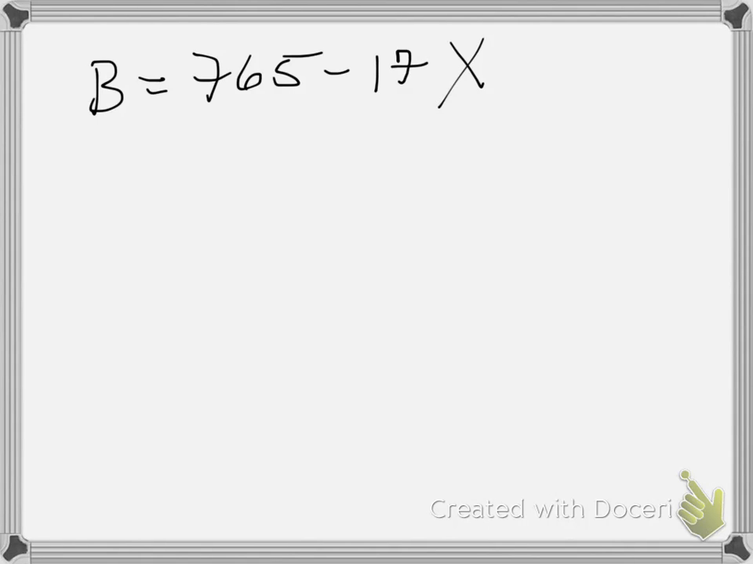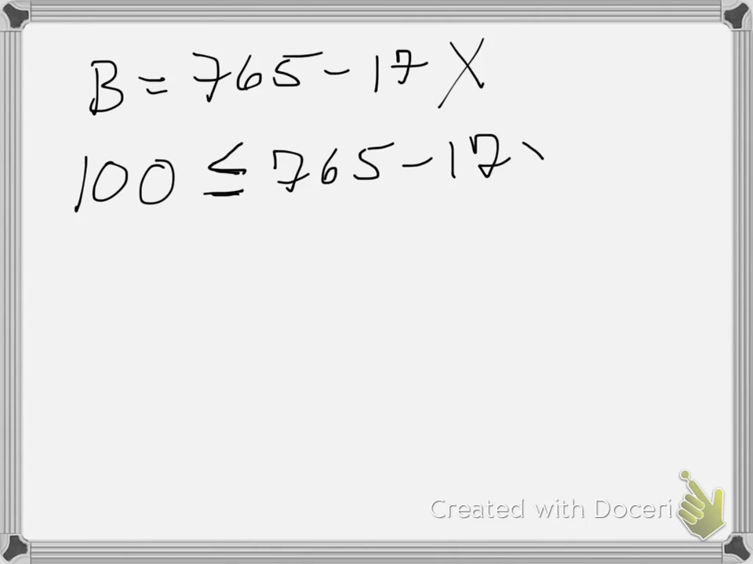And then we got to ask ourselves, well, Jack would like to know, when is B going to be $100 or less? So in other words, 100, we want it to be less than or equal to 765 minus 17x. Well, that's going to give me negative 665 is less than or equal to negative 17x. Now, if I divide each side by negative 17, I get 39.